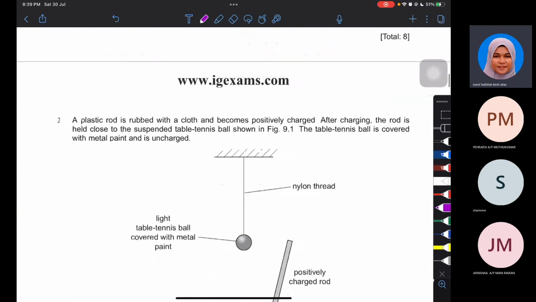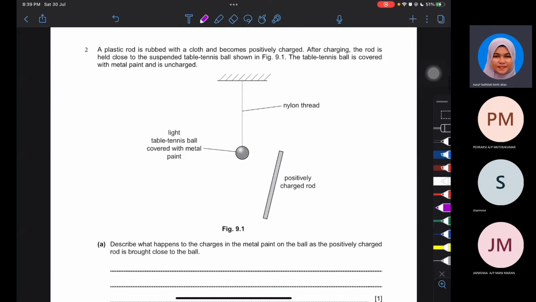Okay, next. A plastic rod is rubbed with a cloth and becomes positively charged. Where is the plastic rod? This one. So who is positively charged now? The plastic rod. So we write it down.